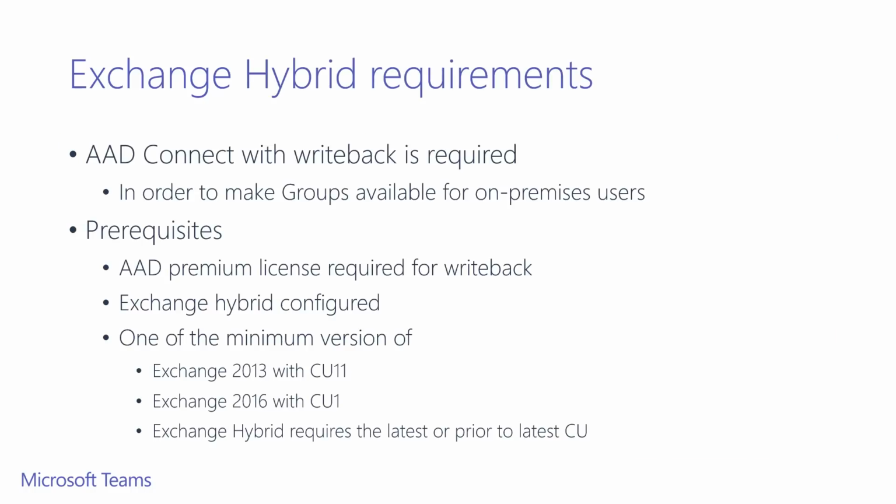As mentioned earlier, we want to ensure that our Exchange environment is configured in hybrid to work with Microsoft Teams. The requirements we have for configuring Exchange Hybrid include setting up AAD Connect with writeback. This will make the groups that we create in Office 365 available for on-premises users. Remember, Office 365 Groups are only available in the online service.